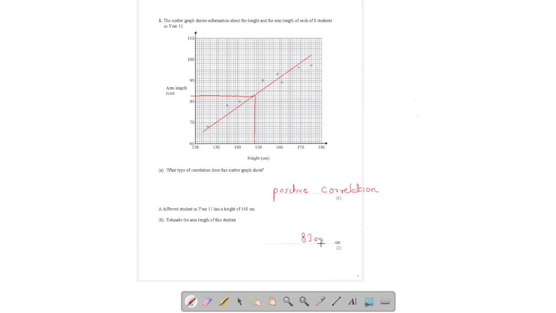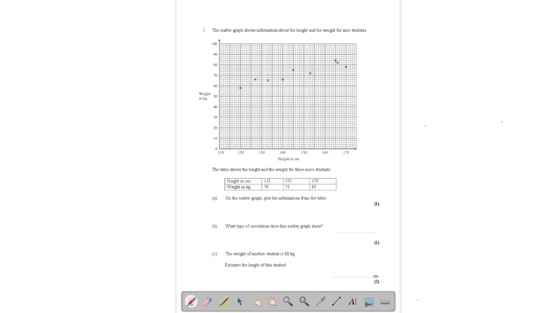Let's move on to question 2. The scatter graph shows the information about the height and weight for 9 students. The table shows the height and weight for 3 more students. On the scatter graph, plot the information from the table. So let's see, 135 is 70 kilograms. So 135 is here, 70 kilograms is here. So let's put a plot point there.